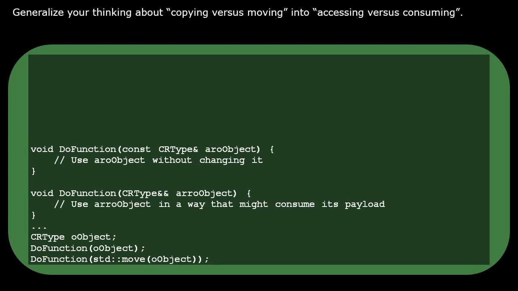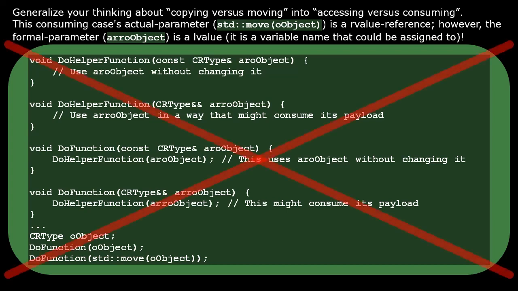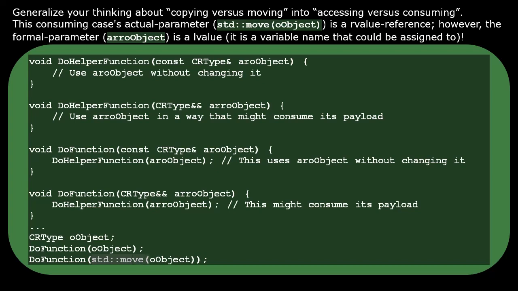There's a quirkiness to watch out for when combining the concepts of R-value reference together with function parameters. Imagine that these two functions don't do their own work. Instead, we want them to each delegate to their own helper function. You might think that the delegation would be written this way, but this is wrong. When we call the consuming version of do function, we're passing something that is a R-value reference type. That's what allows overloading to select the correct do function implementation.